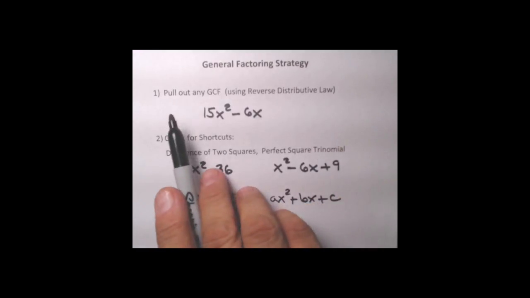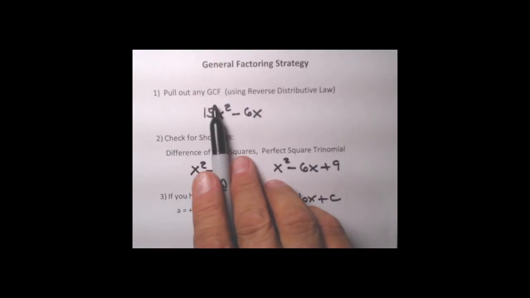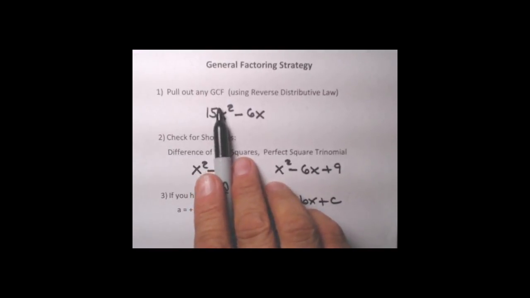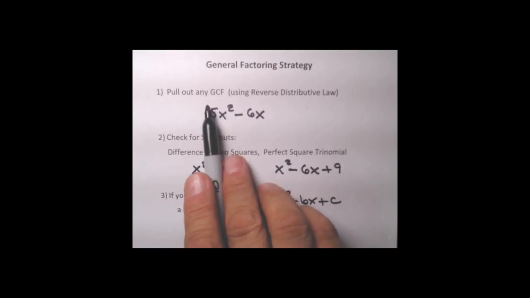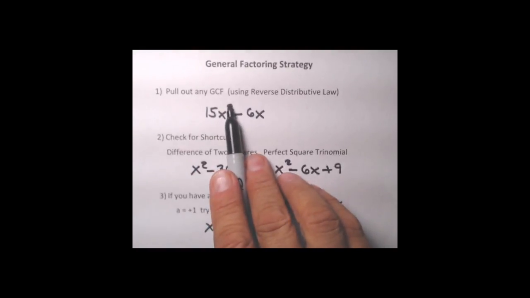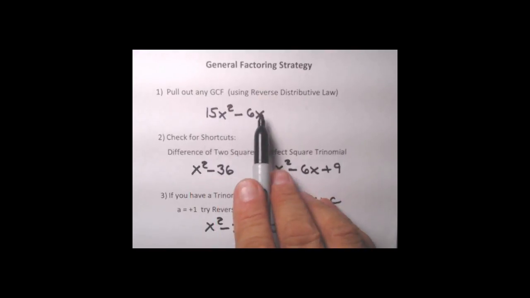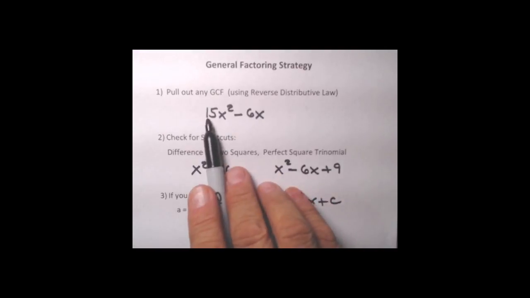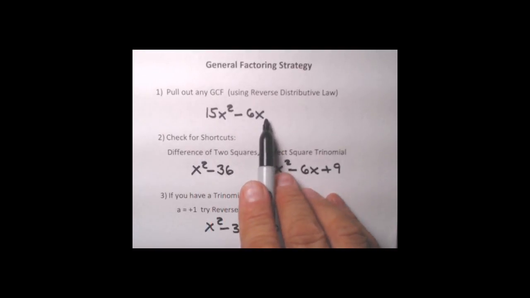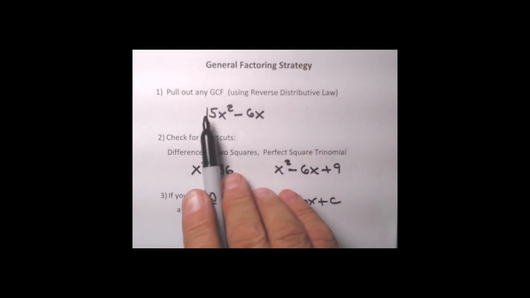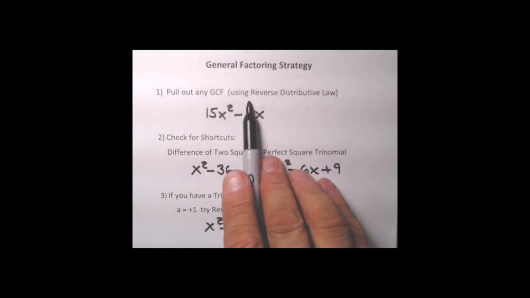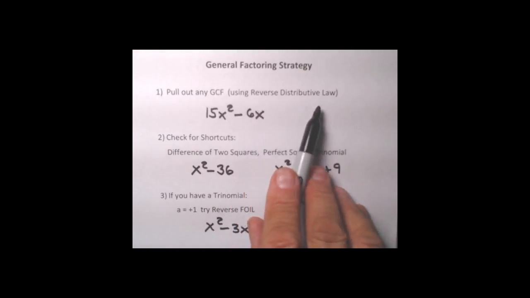So the first thing you always do is see if there's a GCF that you can factor out. Remember, we do have this standing rule that you have to factor completely. So if there's a greatest common factor, you've got to factor it out sooner or later. Do it right to begin with, because it'll often expose other things that you didn't see. Remember, when you pull out a GCF, you are using the reverse distributive law.